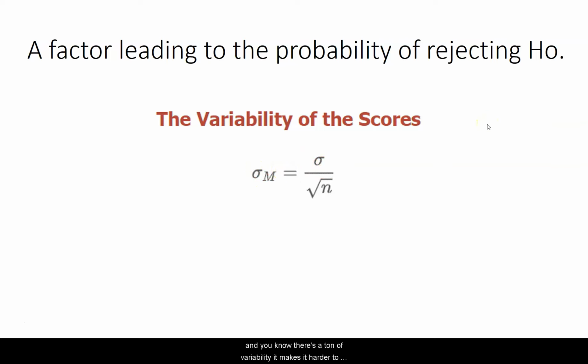And if there's a ton of variability, it makes it harder to reject the null hypothesis, because remember, this is the denominator term of the z-score equation.